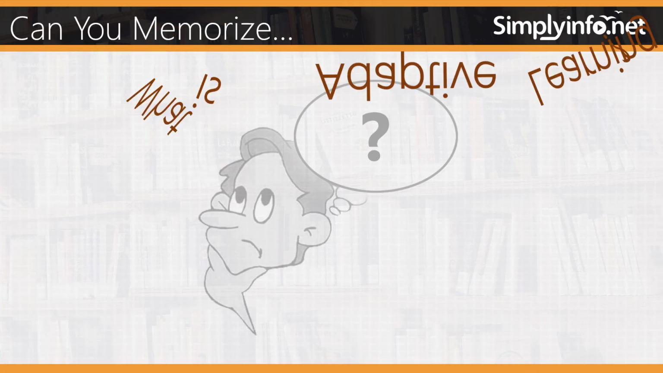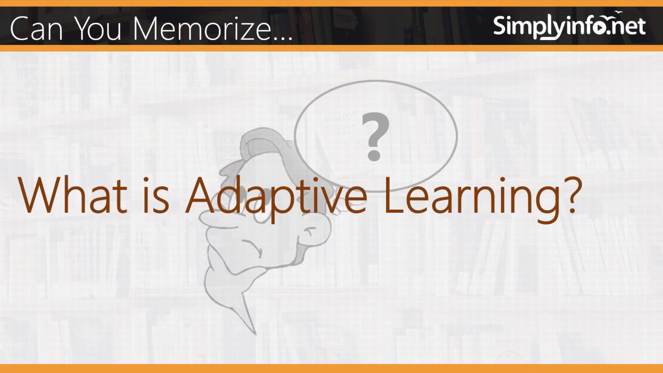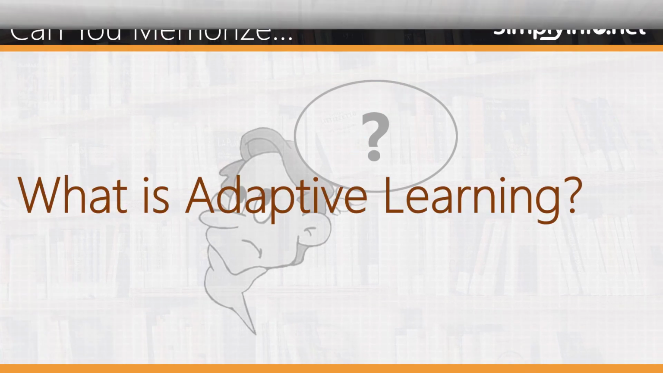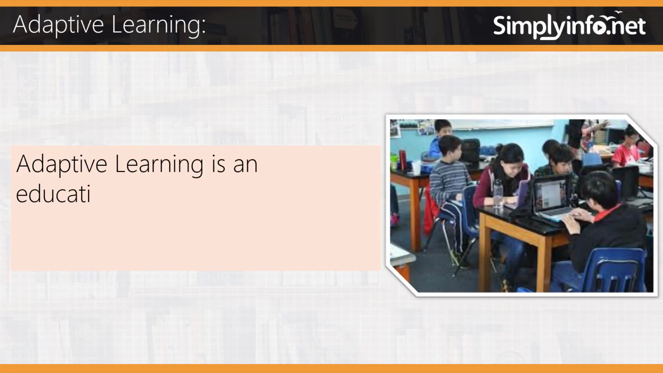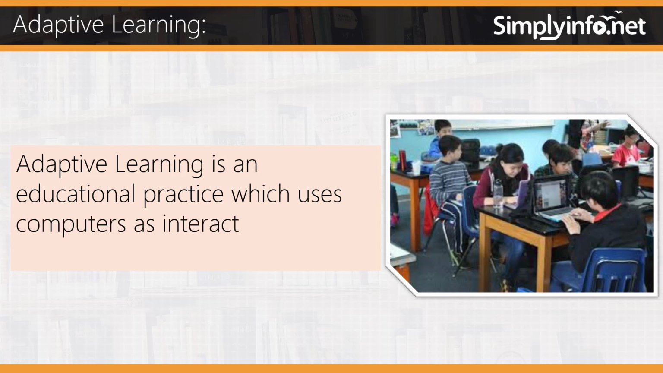Can you memorize what is adaptive learning? Adaptive learning. Adaptive learning is an educational practice which uses computers as interactive instructional devices.